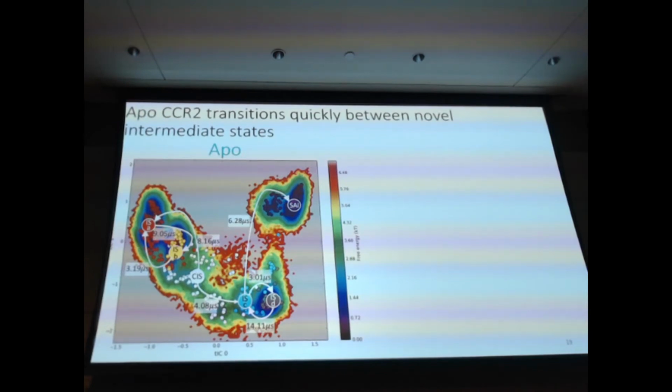Okay, so here's a free energy of ApoCCR2 projected into the TICA subspace. So I have 6 main macrostates, and the white arrows just represent the dominant transitions. And I see that ApoCCR2 transitions relatively quickly between all 6 of these macrostates, so between 3 microseconds and 14 microseconds between all those states.